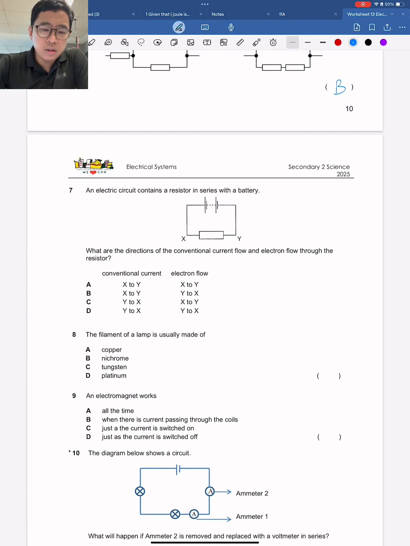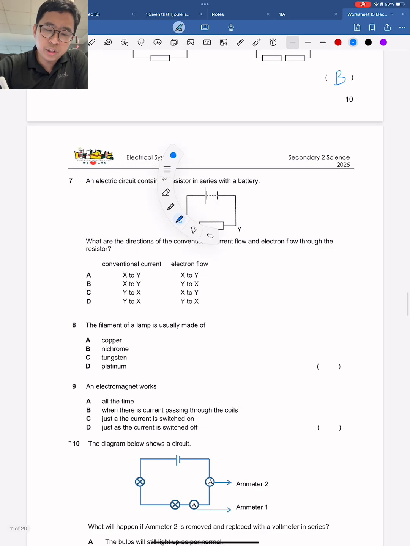For question 7, a circuit contains a resistor in series with a battery. We need to know the positive and the negative terminal. Conventional current flows from the positive to the negative end, so this means it flows from X to Y. For electron flow, electrons are negatively charged, so they will be attracted to positive. In this case, electron flow is the opposite, from Y to X, so that's why it is B.